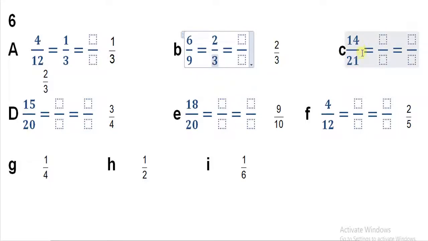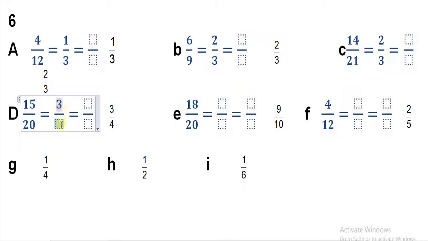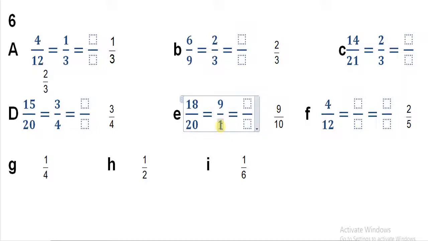For this particular one again, we need to know which times table both numbers lie in, or multiplication tables, okay? So here they lie in the 7 times table. If I divide 14 by 7, I get 2. If I divide 21 by 7, I get 3. And the answer is 2/3. 15 over 20, we can divide right away by 5, and we get 3 over 4. 18 over 20, we can divide by 2 to get 9 over 10.